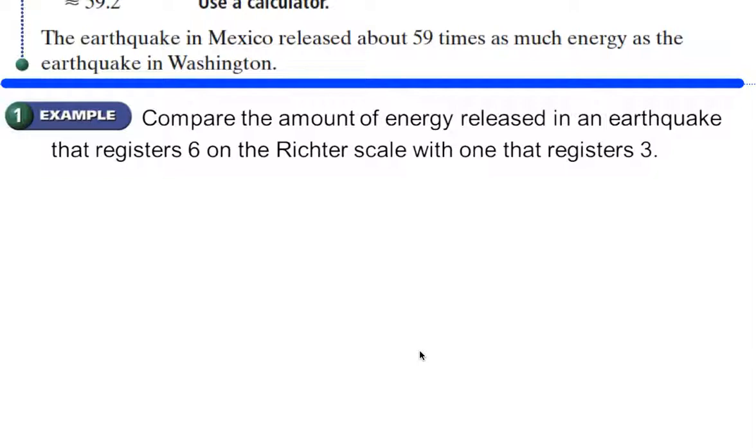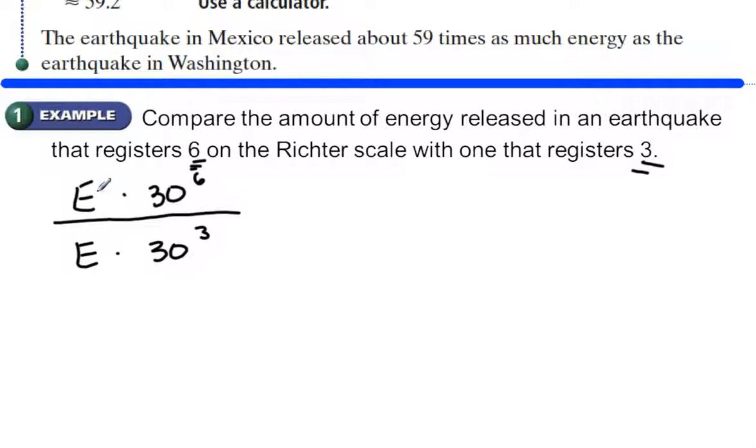Okay, so for us, compare the amount of energy released in an earthquake that registers 6 on the Richter scale with one that measures 3. All right, so we have E times 30 to the 6th, because that's what this one is, and then all over E times 30 to the 3rd, because that's what this one is. Now, don't worry about memorizing this formula because you're not going to need it. At least you're not going to need to commit it to memory. But it is cool to see how it's used in the real world, especially since we live so close to the New Madrid Fault.